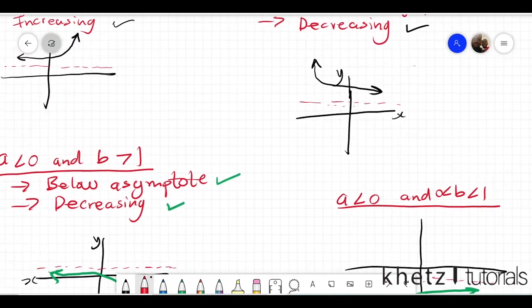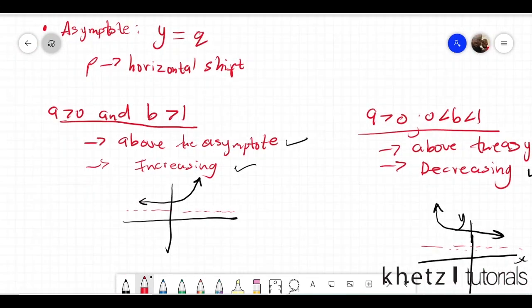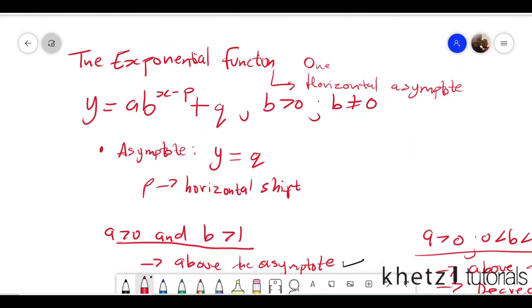So that is all with regards to, if you move up here, we first talked about P, which dictates the horizontal shift, whether the graph goes to the left or the right. And you have your Q, which is your asymptote. It determines whether the graph goes up or down. So wherever we find the asymptote, it actually decides if you're going up or going down.